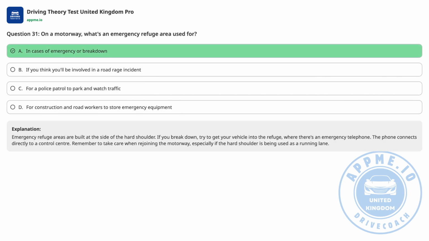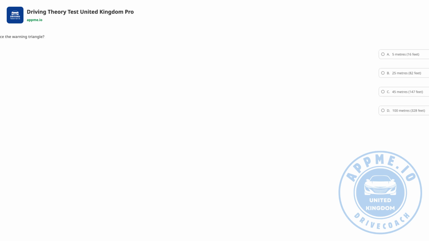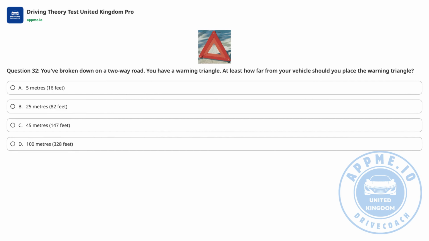The correct answer is A. Question 32. You've broken down on a two-way road. You have a warning triangle. At least how far from your vehicle should you place the warning triangle? A. 5 meters, 16 feet. B. 25 meters, 82 feet. C. 45 meters, 147 feet. D. 100 meters, 328 feet.